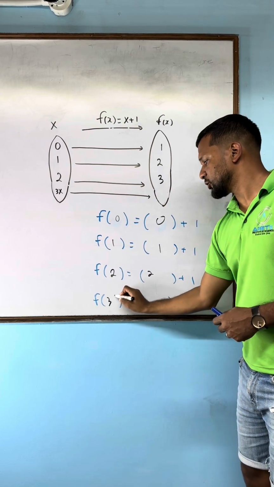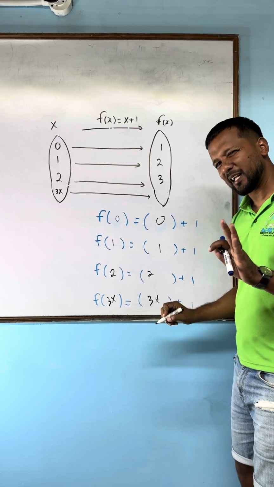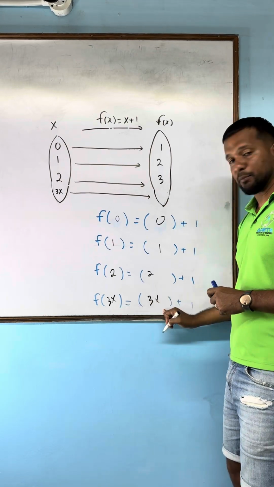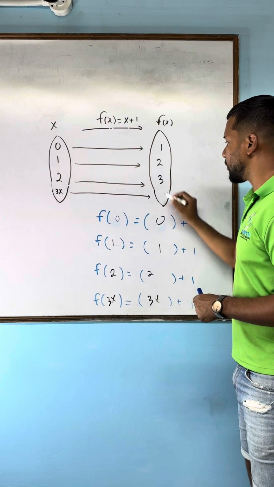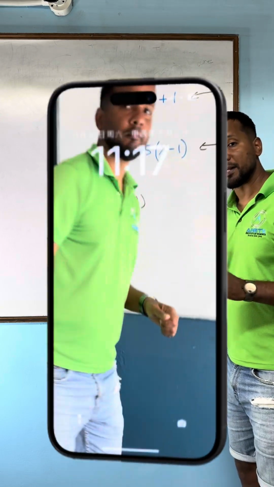When x is 3x, this one's slightly more challenging. You put your 3x here, put your 3x here. 3x plus 1 is 3x plus 1. That's it. That's the way.